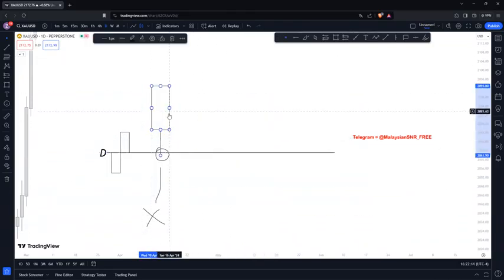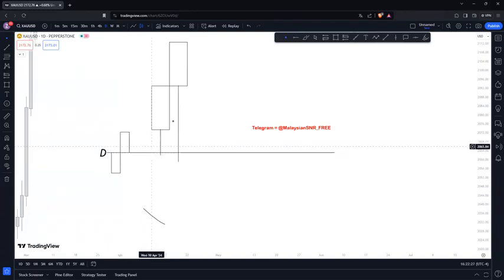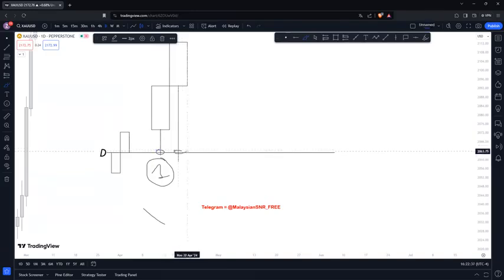If it gets wicked again, it's not going to make the level unfresh one more time because the level is already unfresh from this wick. So this wick used this level, but this wick did not use it simply because it was unfresh already. So how many times did we use this daily level? We only used it once right here. Now, does this one count? No, because the level is already unfresh.